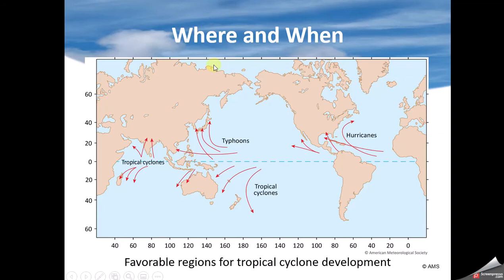And here's the map. And you can see all the tropical systems out here affecting this area and the typhoons. Typhoons are just another name for hurricanes. And you get them in the Indian Ocean as well.